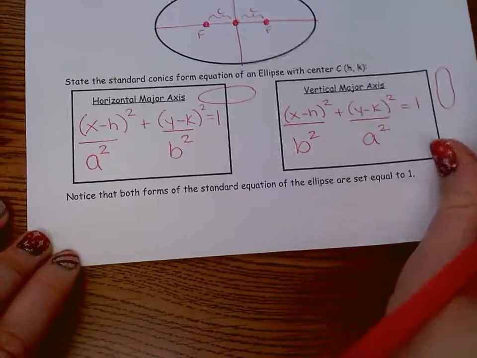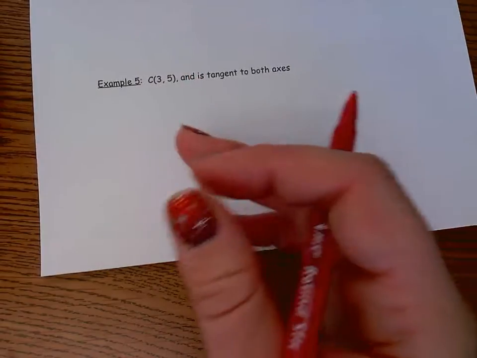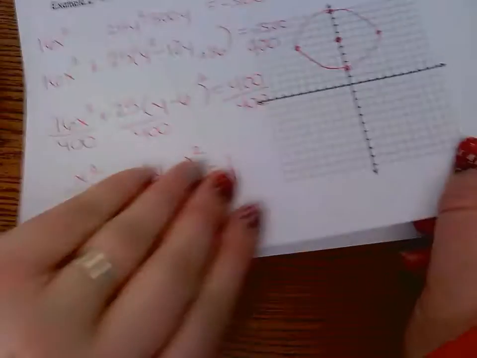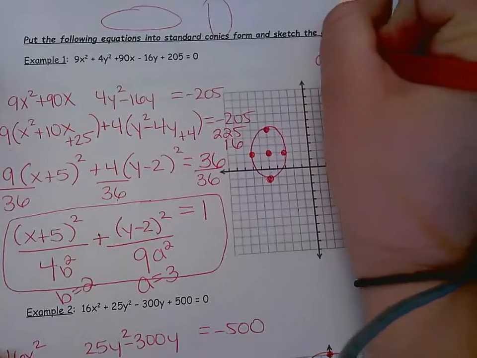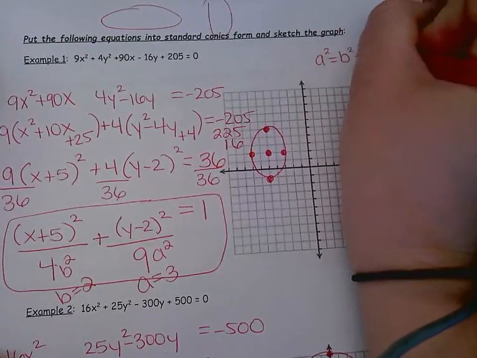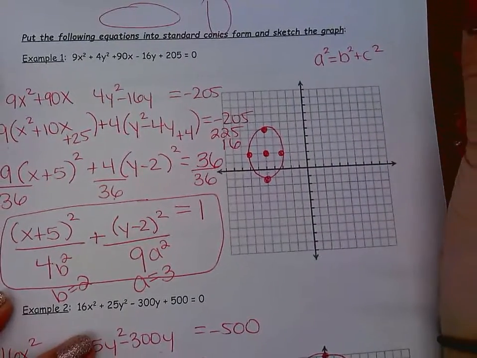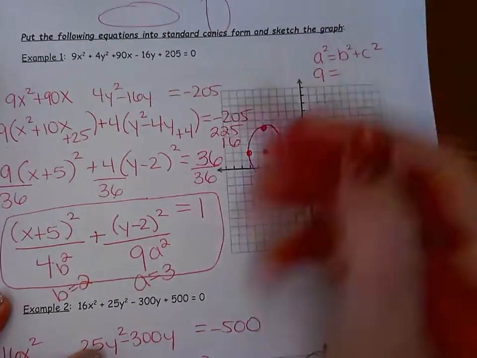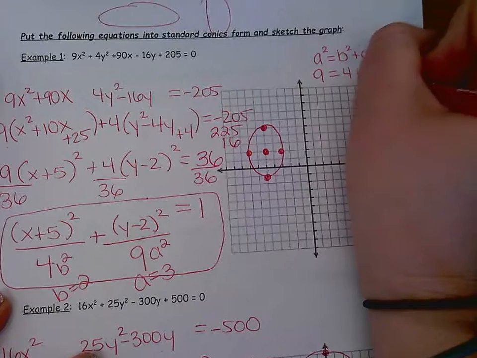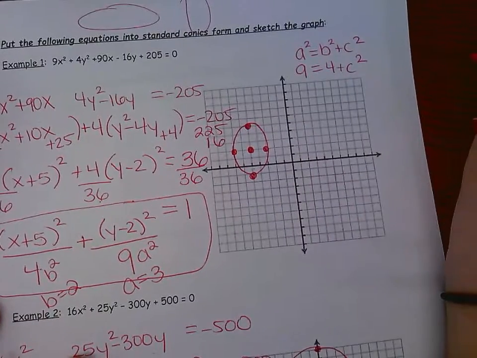So we've already done two examples on the next page, but let's go and find their foci. So we just said to find the foci, we need to solve the equation a squared equals b squared plus c squared. I know from the equation that a squared is 9. I know from the equation that b squared is 4. I need to solve this for c squared.